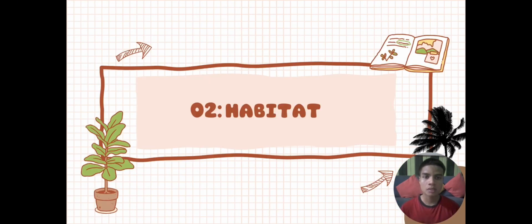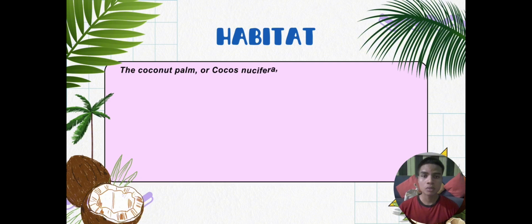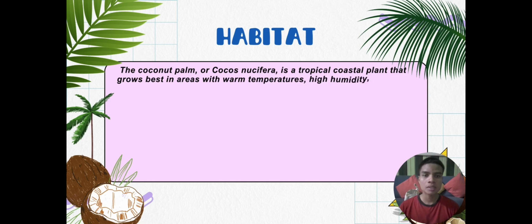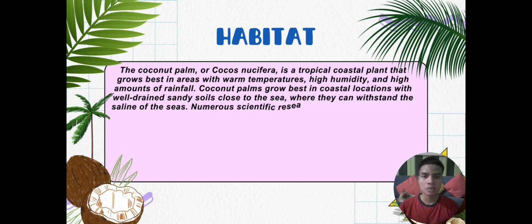Now we're going to talk about the habitat of Cocos nucifera. The coconut palm thrives in tropical coastal habitats, particularly in regions with warm temperature, high humidity, and abundant rainfall. Coastal environments provide the necessary conditions for coconut palms to flourish, including well-drained sandy soil near the sea where they can tolerate the salinity of the seawater.